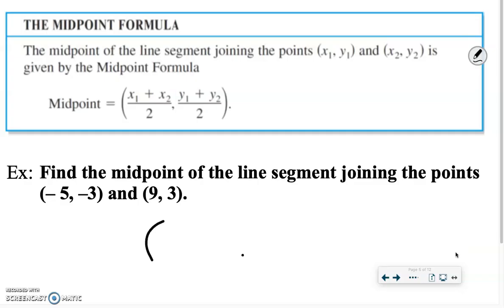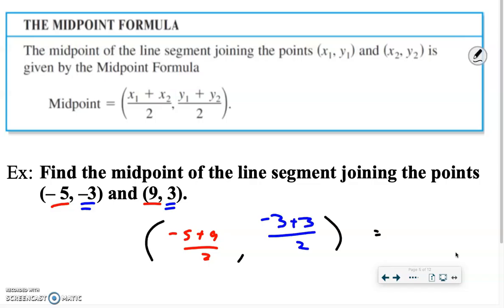So we're going to go ahead and calculate. If my x's between these two coordinates are negative 5 and 9, we have to add them and divide by 2. So we have negative 5 plus 9, and we're going to divide by 2. Same story with the y's. We have negative 3 and positive 3. We're going to add them and divide by 2.